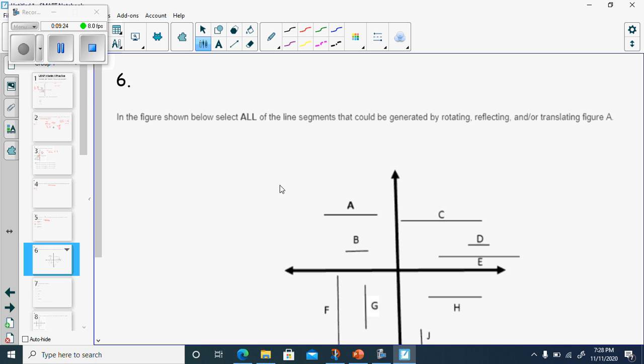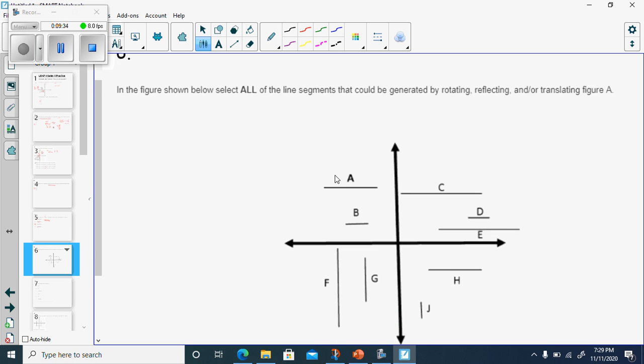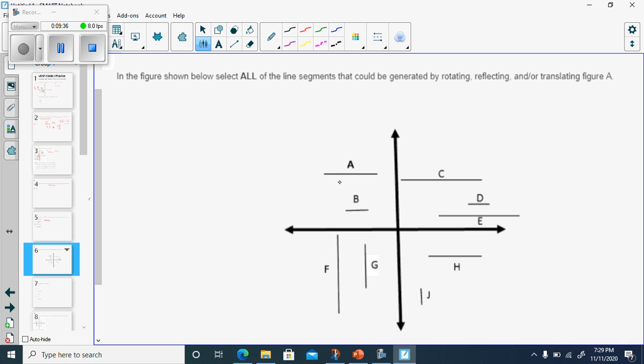In the figure shown below, select all of the line segments that can be generated by rotating, reflecting, or translating figure A. If you start with figure A and you rotate, reflect, or translate it, it's going to be the same length as figure A. Whatever the sizes are will all be the same length.